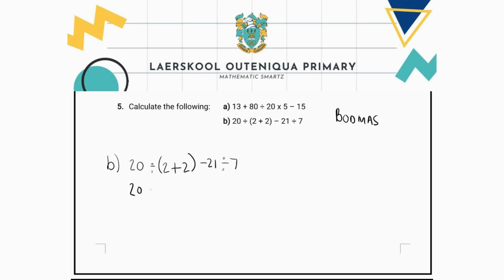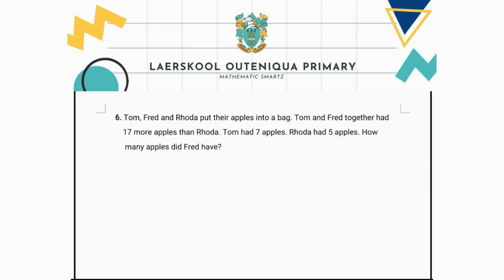So 20 divided by 2 plus 2, which is 4, minus 21 divided by 7. My third step would then be 20 divided by 4 and 21 divided by 7. So 20 divided by 4 would give me 5, and 21 divided by 7 is 3. I'm left with 5 minus 3, which would give me an answer of 2. Therefore, the answer to B is 2. Let's move on to question 6.